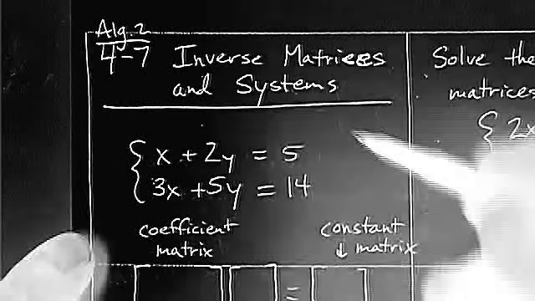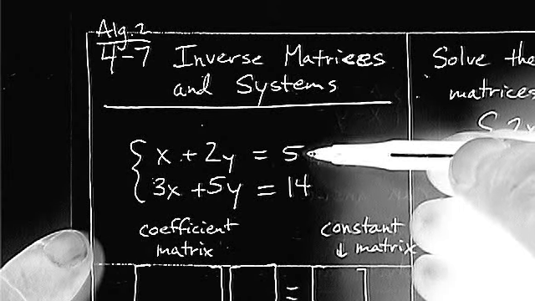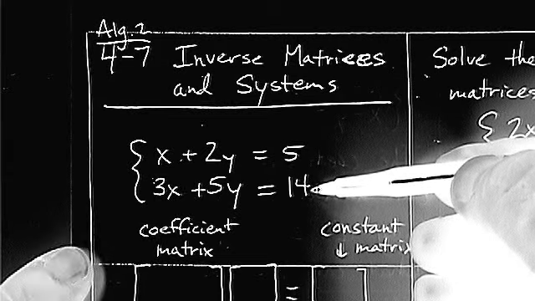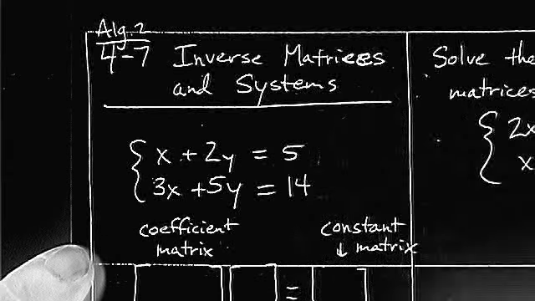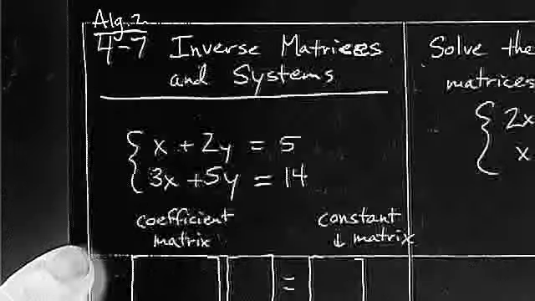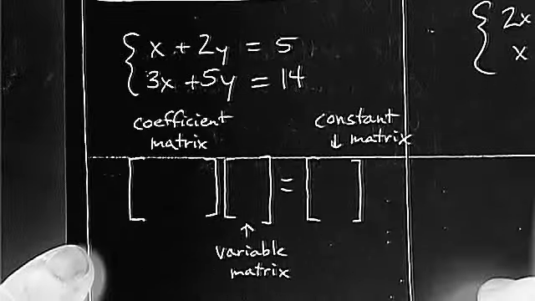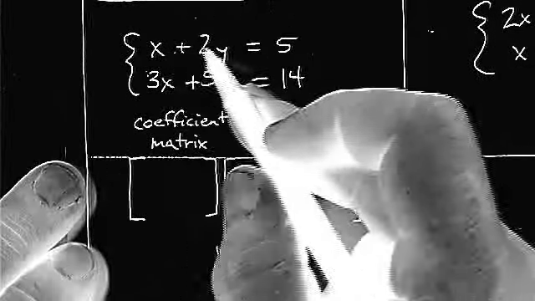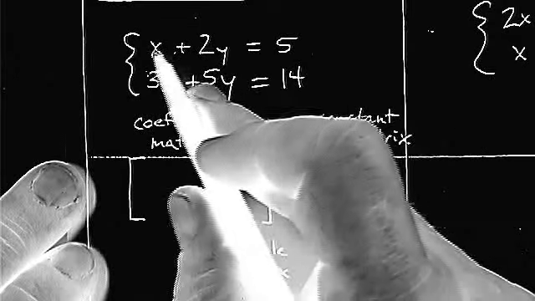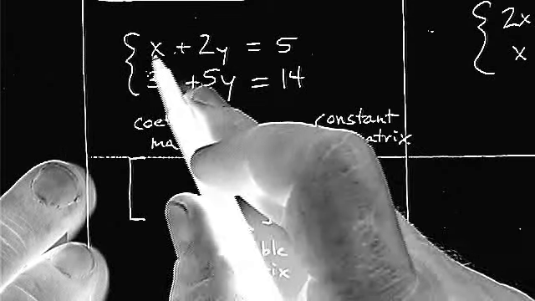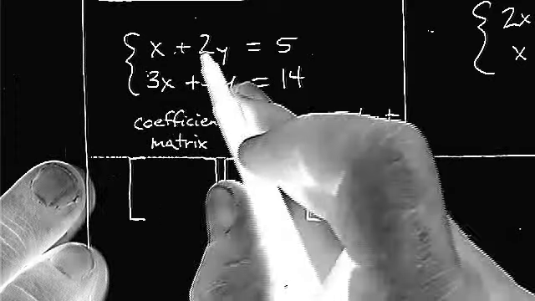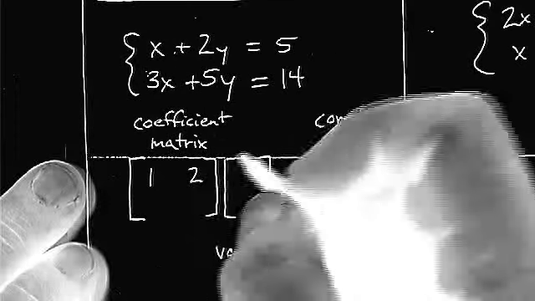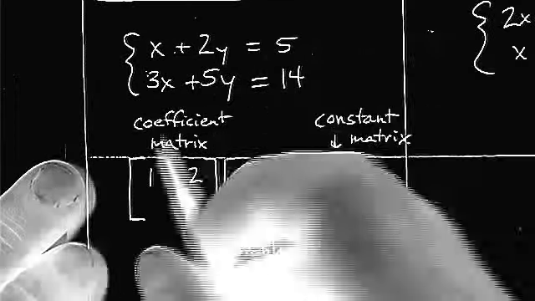Okay, Algebra 2, Section 4.7, Inverse Matrices and Systems. We've seen how you can write a system of two linear equations in standard form, but we are going to change this into a matrix format, or a matrix equation. So for instance, you see on screen here that we want to take the coefficients of the four variable terms right here. So the coefficients here are 1, 2, and you pick them off in the order that you see them, and then 3, 5.